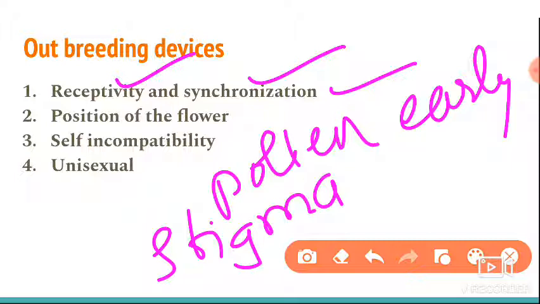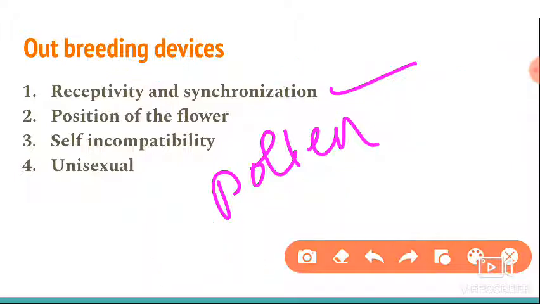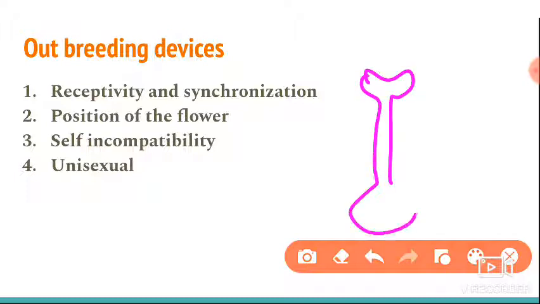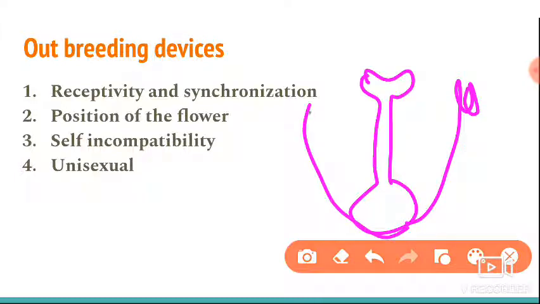All of you clear with this concept? Okay, listen, once I will explain. Here, for example, this is the female reproductive part and these are the male reproductive parts. We can see here the male reproductive part.